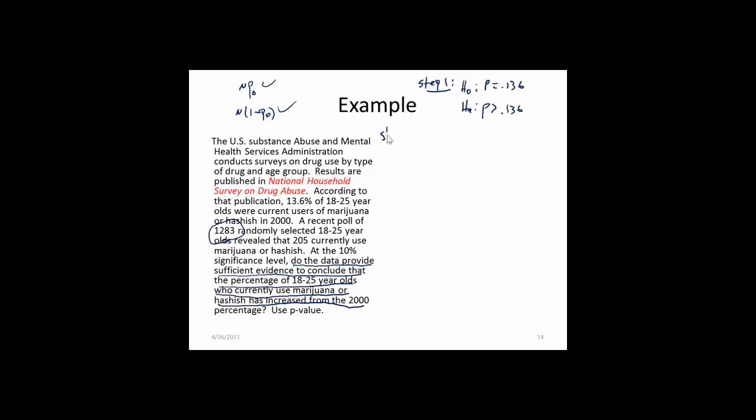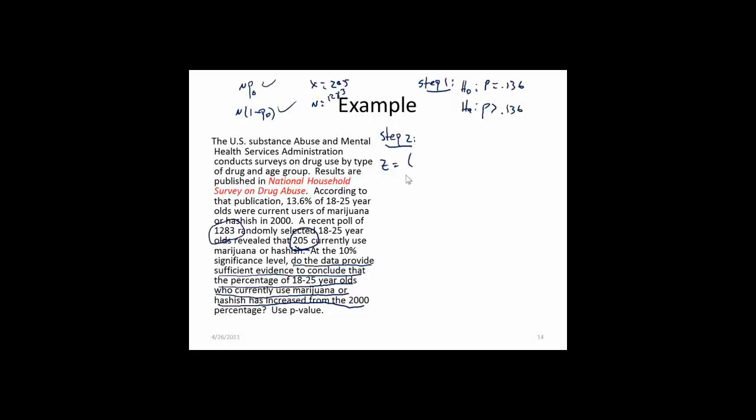Step number 2 is to compute our z-test statistic. So z equals, oh, wait a minute. We've got to come up with some information first. We need x and n. So x in this case is going to be what? 205. And n in this case is going to be 1283. Excellent.